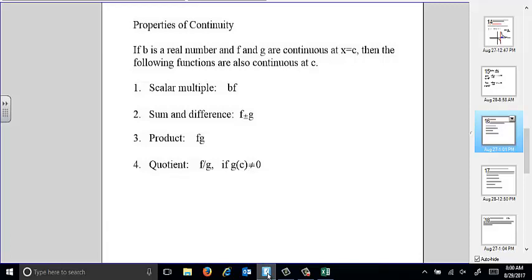So continuity is talking about whether there's any breaks in a function at given values of x. And to satisfy continuity, the function has to exist, the limit has to exist, and the limit has to equal the value of the function.